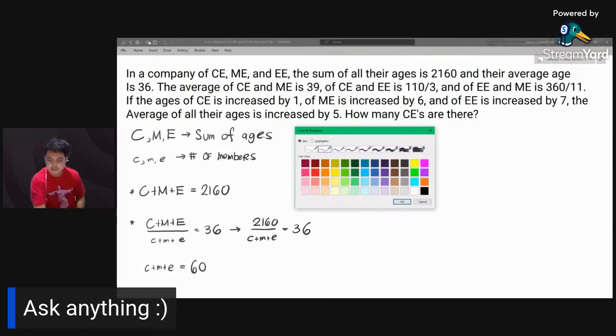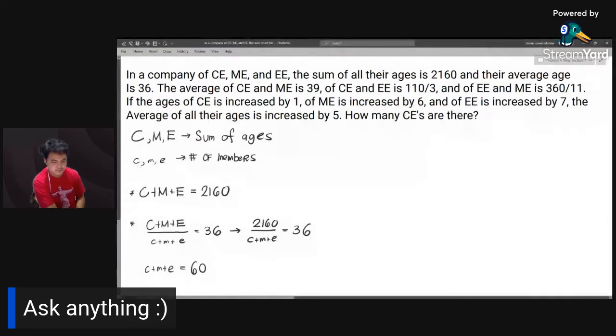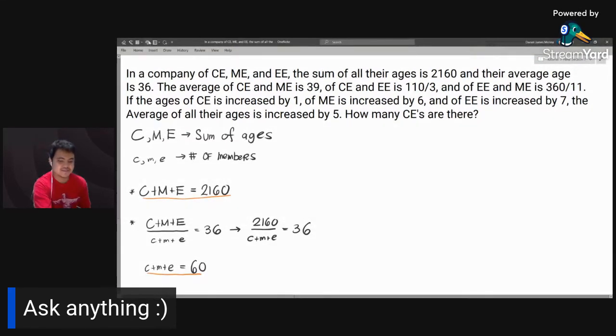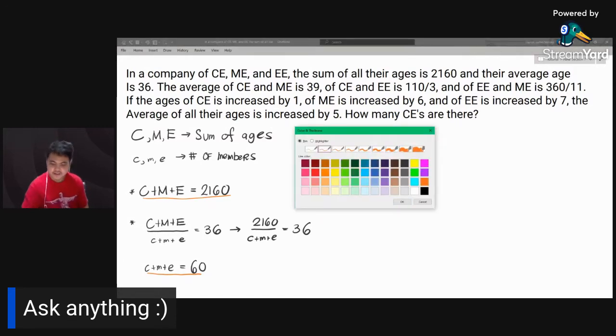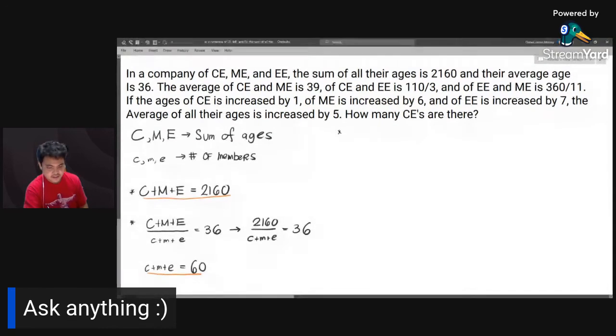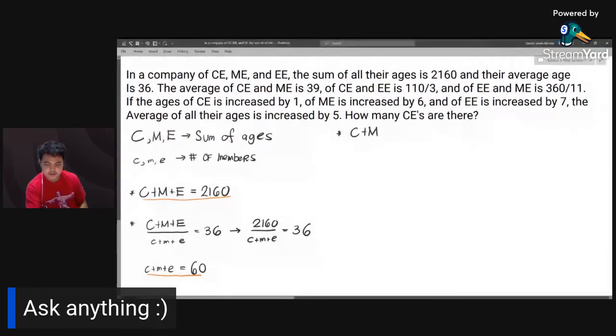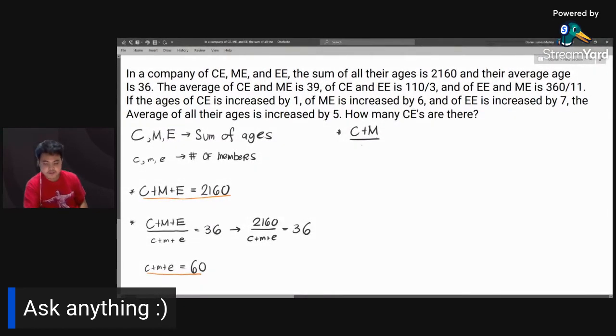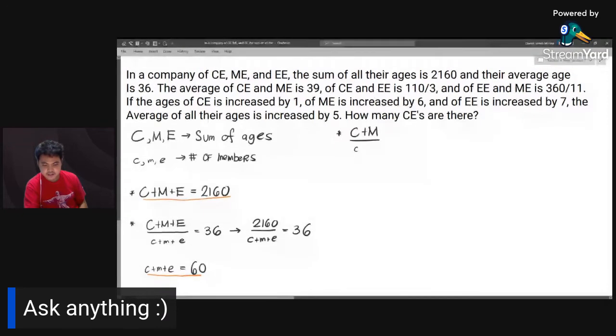Okay, so underline na lang natin yung mga equation na na-simplify natin. Baka sakaling may masolve tayo. Let's have the other conditions. The average of CE and ME is 39. So average ulit, no? Sum ng CE at ME over yung total number of civil and mechanical engineers.